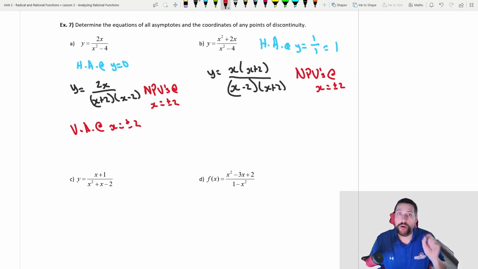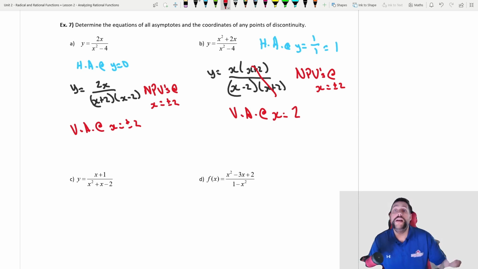Okay. All right. Now we can cancel. The x plus 2's cancel. That means that we have a vertical asymptote at x is equal to, well, it's this example here. So this is going to be a vertical asymptote at x is equal to 2. That's one of the NPVs.